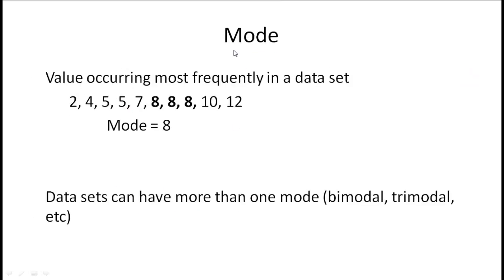And finally, you need to understand the mode. Mode is simply the value occurring most frequently in a data set. So in this example, 8 is the mode because it occurs most frequently. Data sets can have more than one mode. So for example, if we had 5 3 times in this observation, then we would say this is a bimodal distribution. In other words, it has two modes.